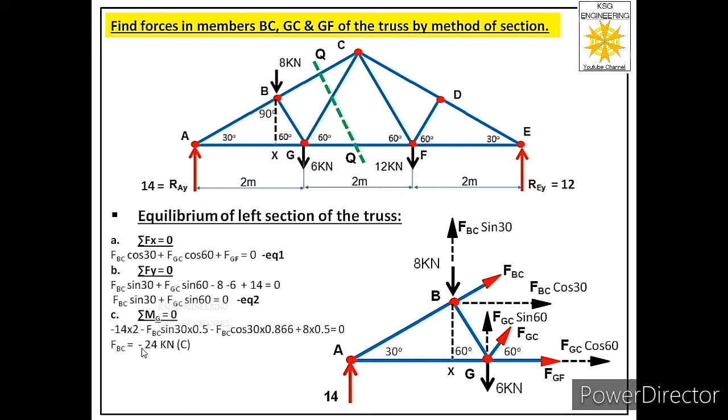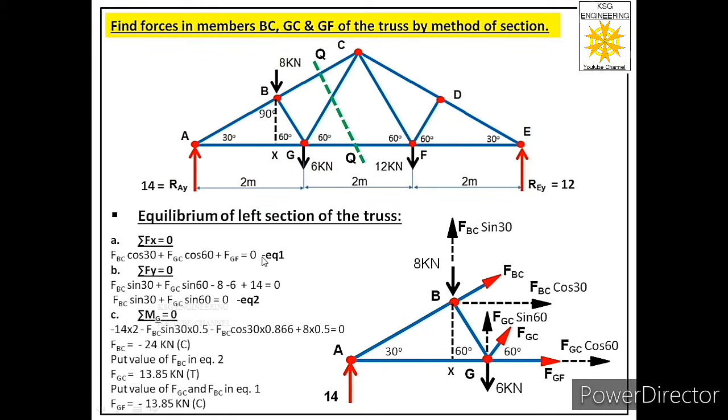And we got negative sign over here, that means FBC is a compressive force. So now we will put value of FBC in equation 2, then we will get value of FGC as 13.85 kilonewtons. It is a positive value, so it means FGC is a tensile force. So once we get value of FBC and FGC, we will put these values in equation 1, then we will get value of FGF as minus 13.85 kilonewtons. So we got negative sign for it, so it is a compressive force.